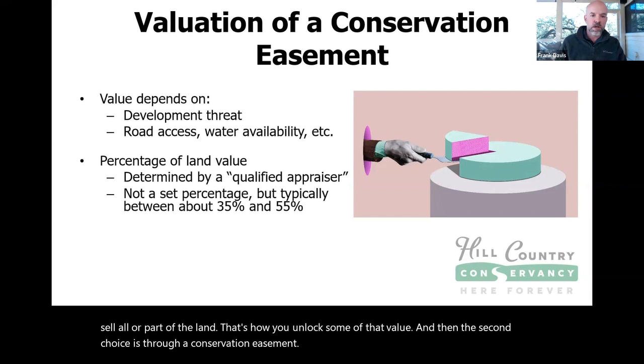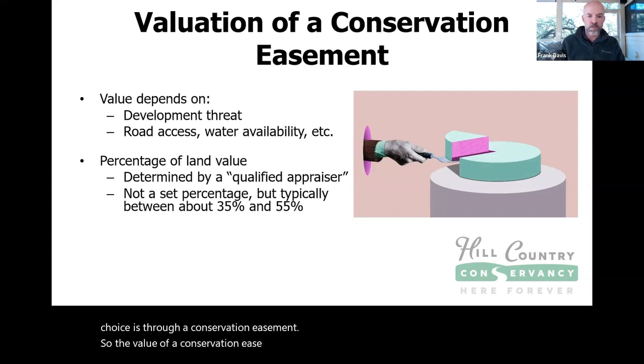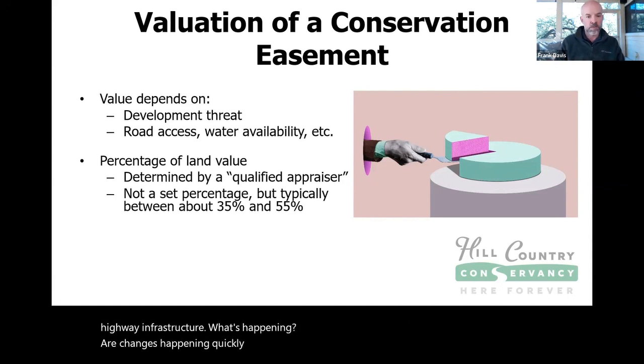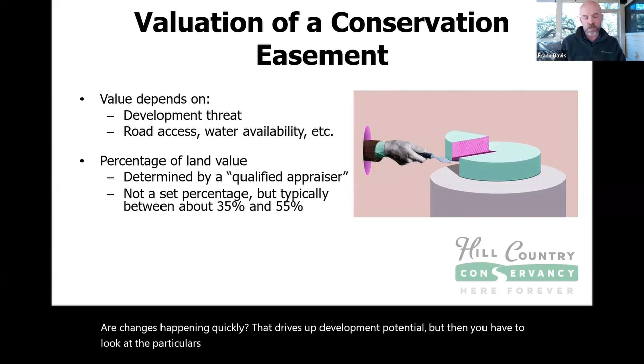So the value of a conservation easement, again, depends on the development threat associated with the property. In other words, look around at neighboring properties, look around at local highway infrastructure. What's happening? Are changes happening quickly? That drives up development potential. But then you have to look at the particulars of a property and questions about road access. Is it fronting a public road? Is access by way only of a private easement?